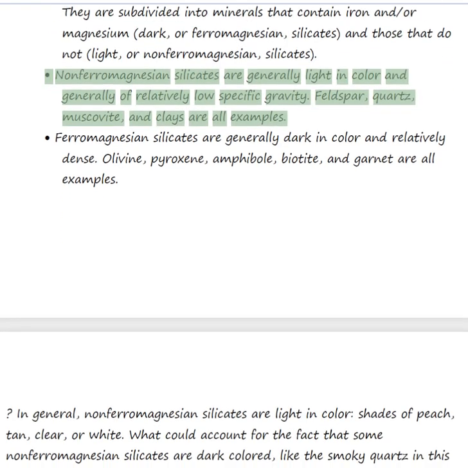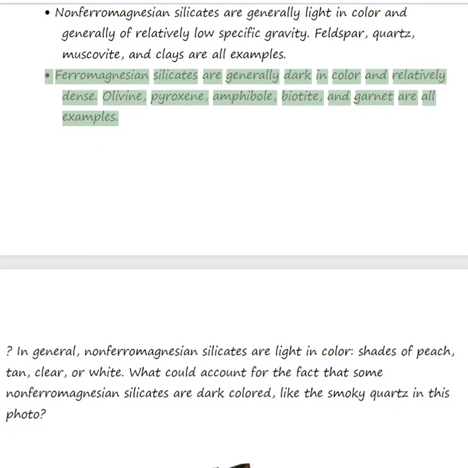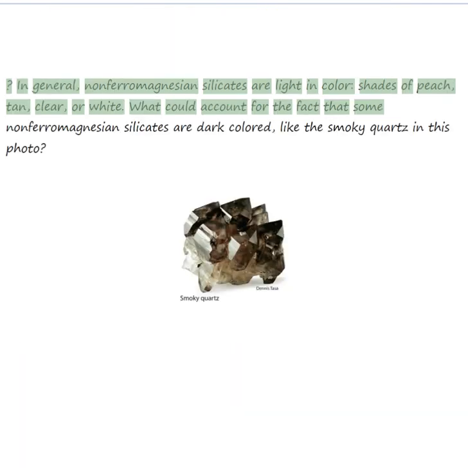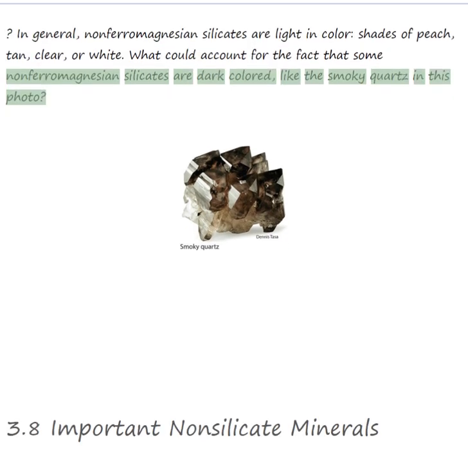Non-ferromagnesian silicates are generally light in color and generally of relatively low specific gravity. Feldspar, quartz, muscovite, and clays are all examples. Ferromagnesian silicates are generally dark in color and relatively dense. Olivine, pyroxene, amphibole, biotite, and garnet are all examples. In general, non-ferromagnesian silicates are light in color, shades of peach, tan, clear, or white. What could account for the fact that some non-ferromagnesian silicates are dark-colored, like the smoky quartz in this photo?